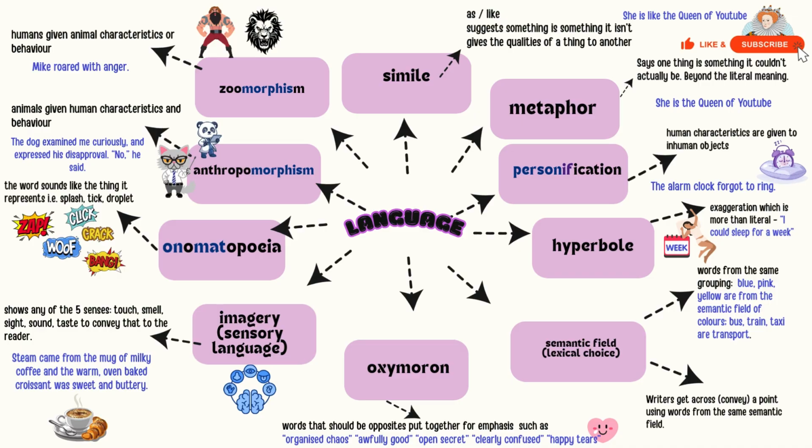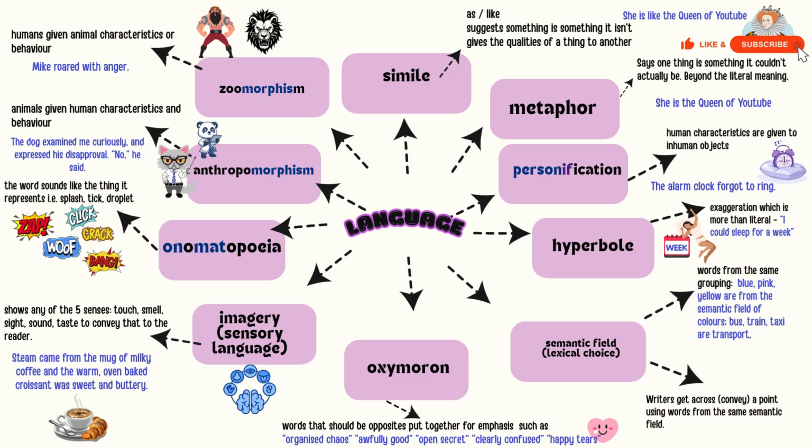Oxymoron is a language device where words that we would consider opposites, they make sense as opposites, are put together for emphasis. And these come together in terms such as organised chaos, awfully good, open secret, clearly confused, happy tears.